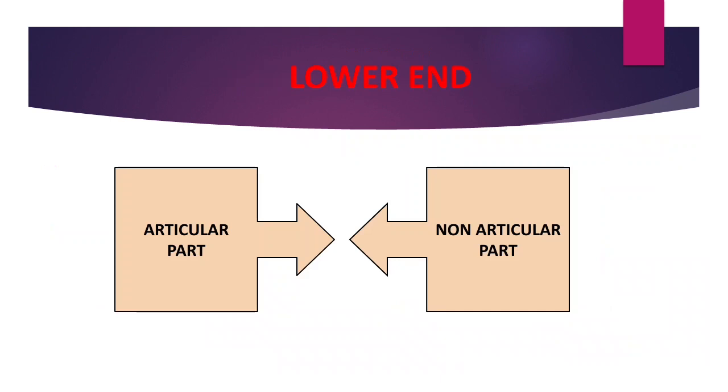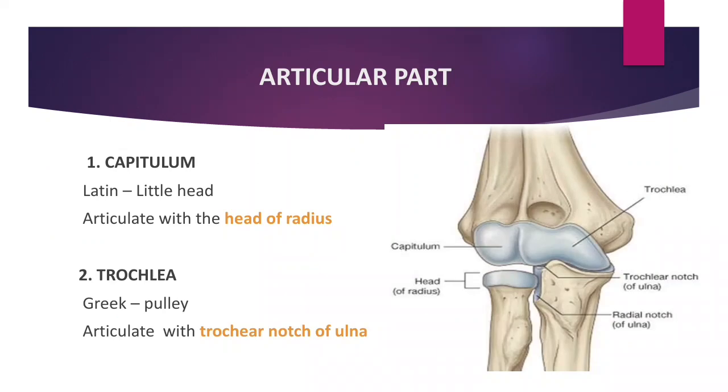Coming to the last subheading, that is lower end, it has articular part and non-articular part. Articular part is characterized by capitulum and trochlea. In Latin, capitulum means little head and it articulates with head of radius. Trochlea, in Greek, means pulley. It articulates with trochlear notch of ulna.